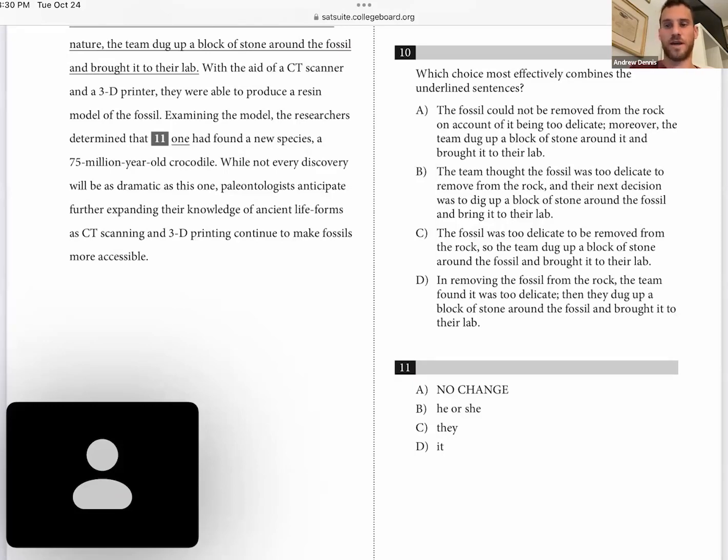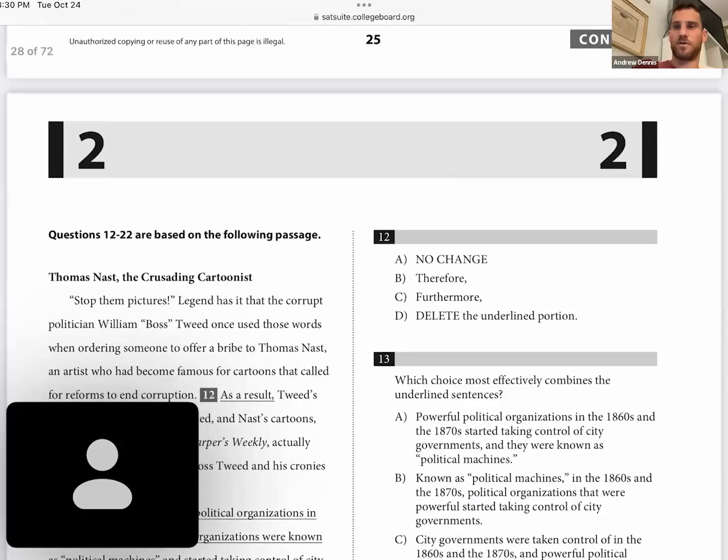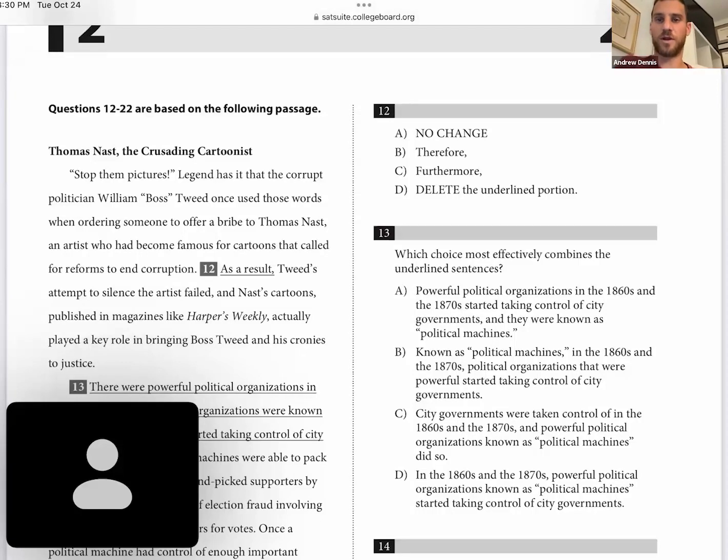Researchers have to be plural, they. Simple, okay. 12, all right, new passage. Hooray, more life. Stop them pictures, oh, here we go.